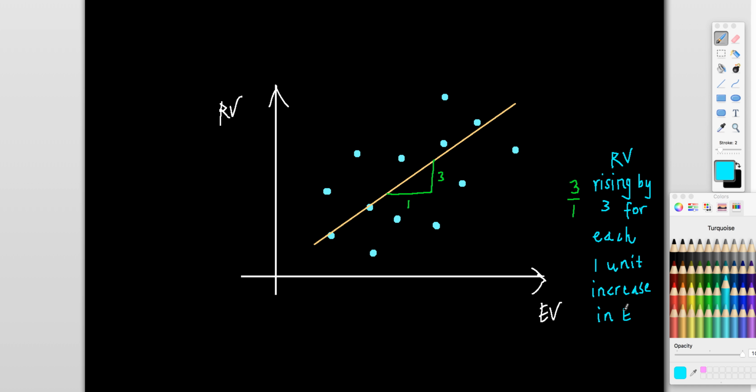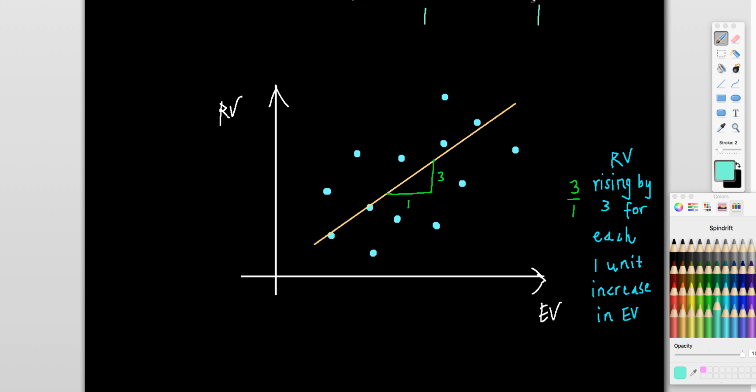Now when you get your slope, you're not going to have it as a fraction like this. As an example, your slope might be 0.25 or something like that. We usually have a lot of decimals, so what this would mean is really it's 0.25 over 1. That means that your line is rising by 0.25 for each 1 unit increase in the EV. If it was negative 1.28, again, express that over 1. This is the rise over the run. In this case, because it's negative, it's actually decreasing by 1.28 for each 1 unit increase of the EV.